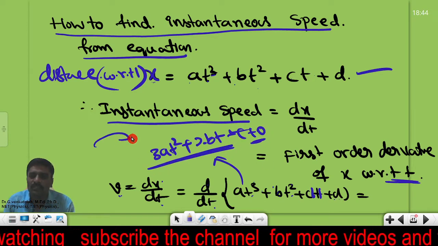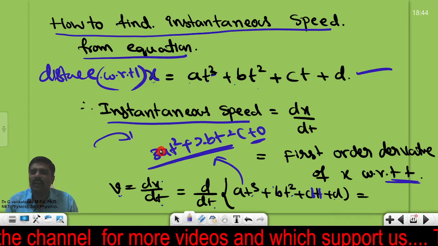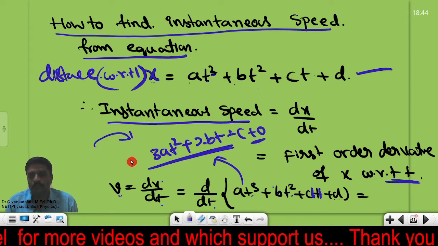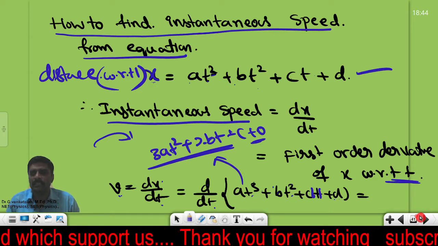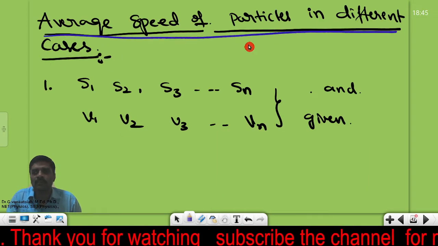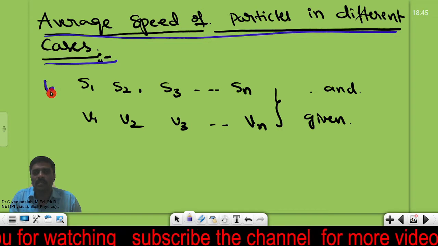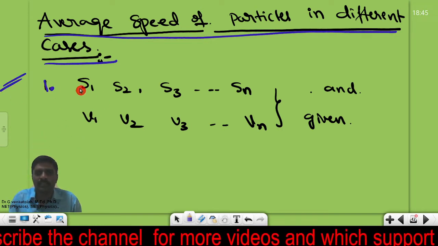Now if you substitute the t value in the above equation, you will get the instantaneous speed of the object at that particular time. Now let me go to the special cases of average speed. The average speed has different cases, and these are very important formulas they will ask in your examination.